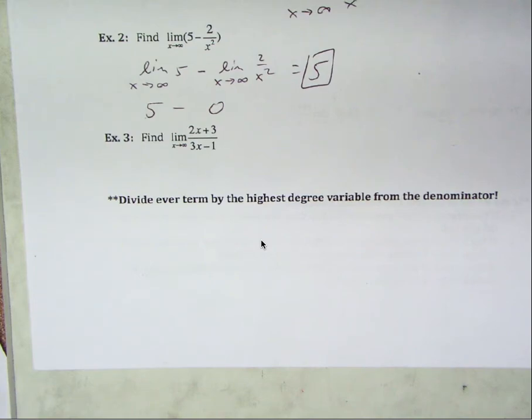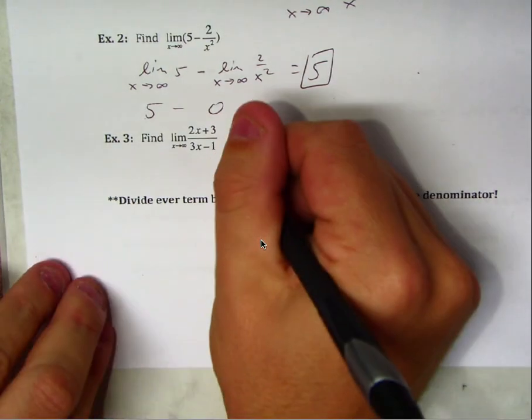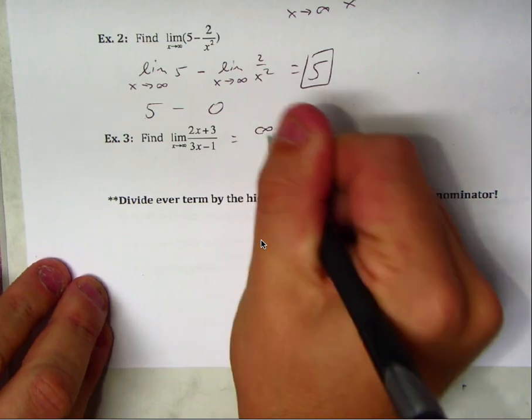The numerator, yeah. It'd be infinity. If I plug a gigantic number in for x on top, I get 2 times a big number plus 3. If I plug an even bigger number in, I get 2 times an even bigger number plus 3. Essentially, that top is growing infinitely large. So we get infinity on top.